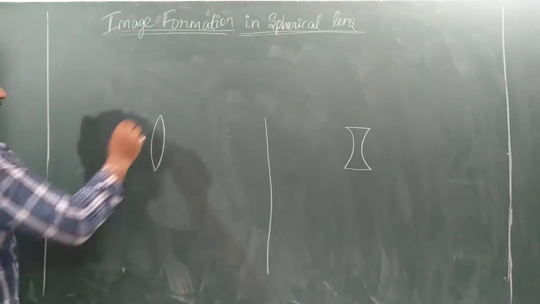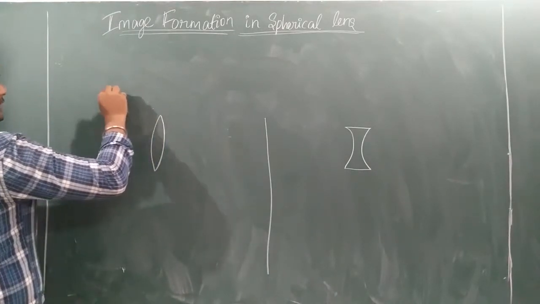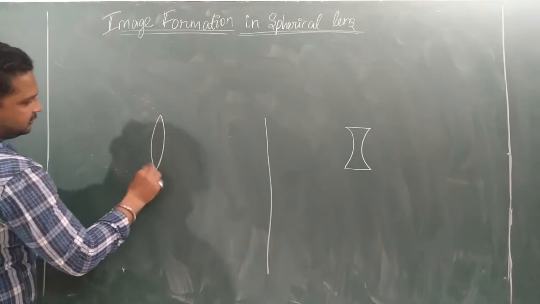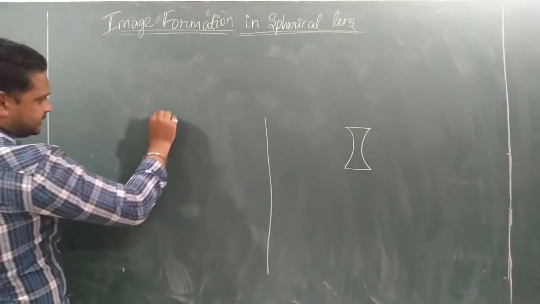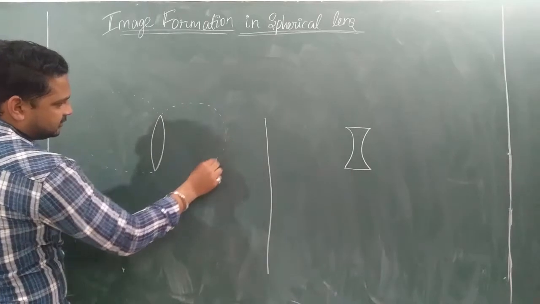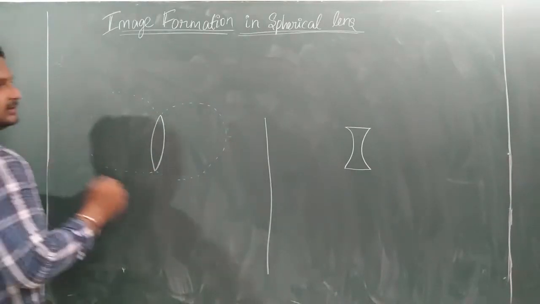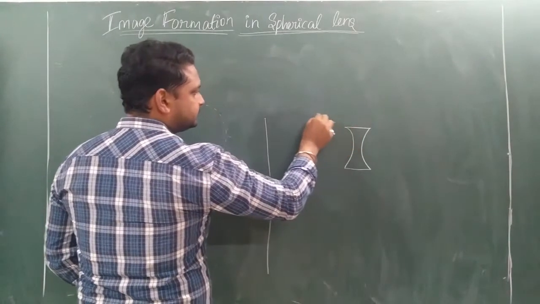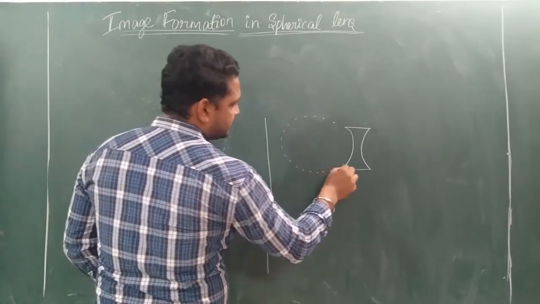Now, as you can see in this structure, this part is curved, which looks like part of a circle. In three dimensions, it will be part of a sphere, but in this case it looks like a circle, and this is also part of another circle. Similarly, here you can consider a circle, this one.